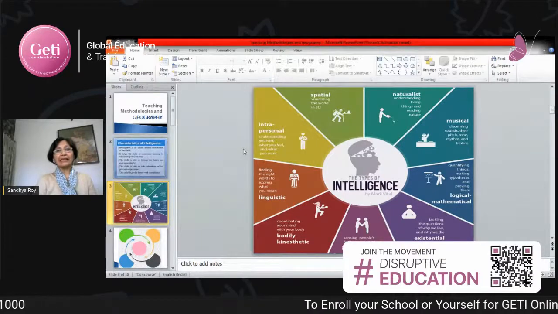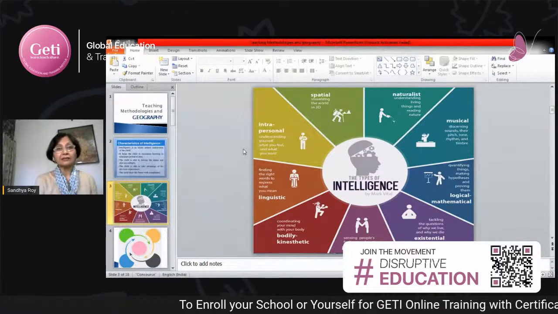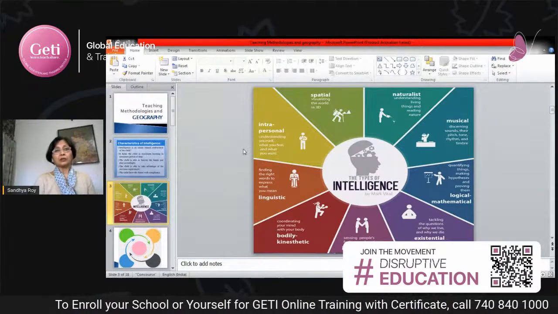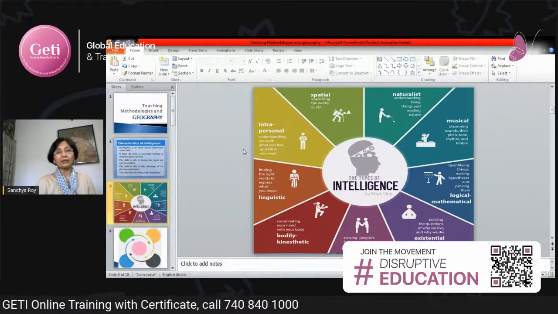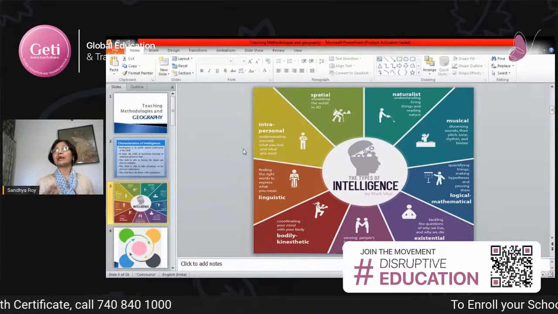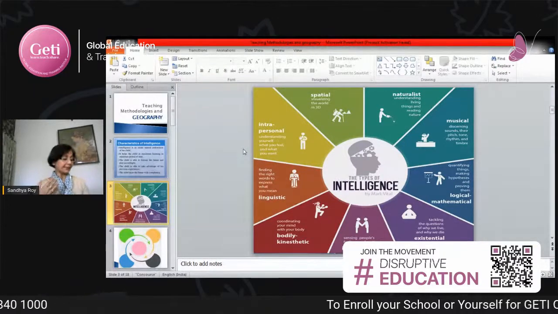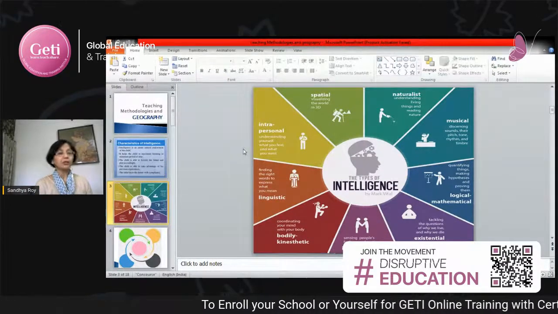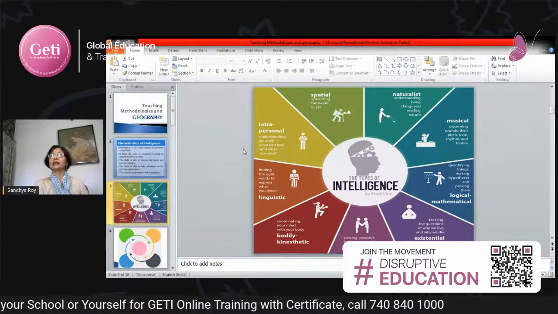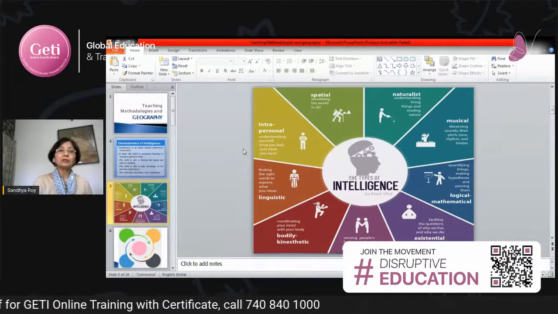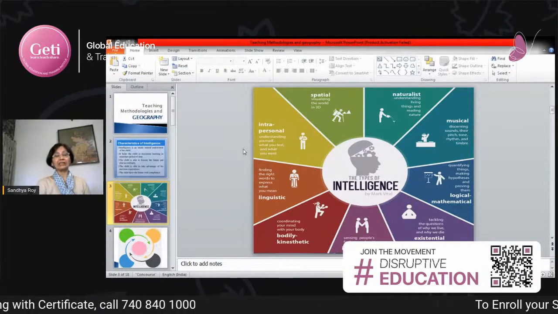Then comes the linguistic. So finding the right word to express what you mean is based on language, how the child is using the language to express themselves. Some of the students have very good language, they express themselves beautifully. So these are some of the things we need to understand.